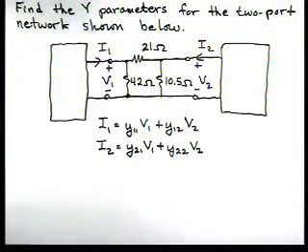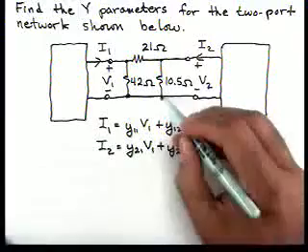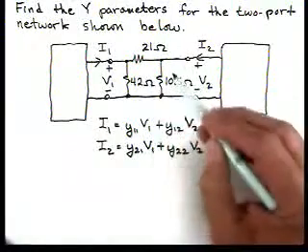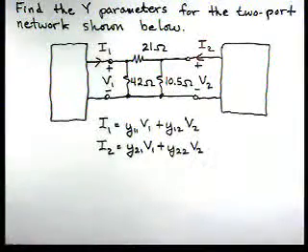In this problem, we're asked to find the Y parameters for the two-port network shown below. You can see the two-port network. It basically consists of these three resistors. You can see we have our port variables labeled.